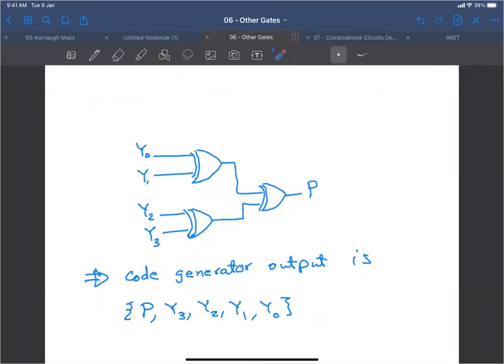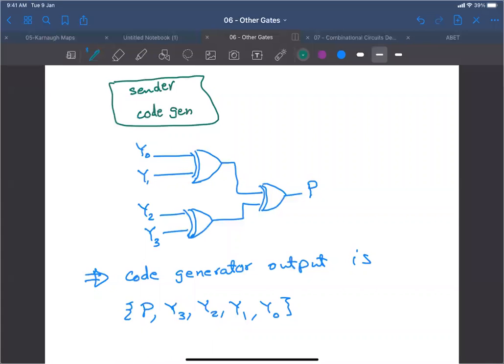All right. So you have a sender, a circuit that generates the code. In the sender you have some code generator here, and this code generator output is going to be sent over some channel to a receiver. The receiver needs to check whether the code is valid or not, right? So I have a parity checker here.